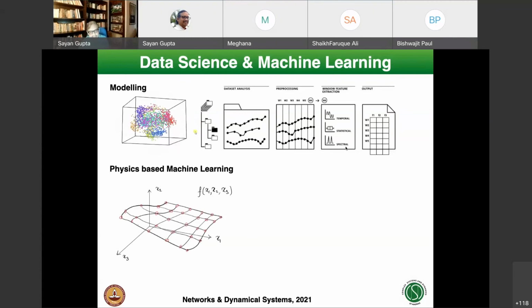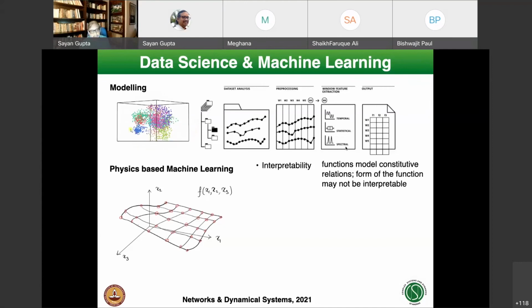So here is just a schematic. For example, in a problem we have several parameters, from x1 to say x20, x30, and so on. And there is a functional relationship between all of these parameters. So we can use data to come up with this functional relationship. Now, one of the key features in these physics-based data models is the interpretability of the models that we arrive at. For example, this function, which is a function of some n number of variables, could represent a constitutive relation.